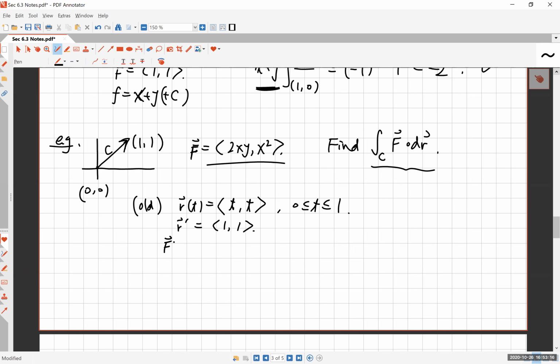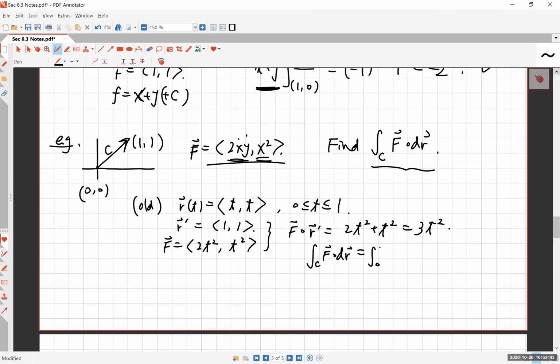Now, f in this context, if x is t and y is t, this is 2t times t, that's 2t squared, and then x squared is t squared, right? So then you can find f dot r prime, because that's what you will end up integrating, and that would be 3t squared. So the line integral, the work integral f dr, will be the integral from 0 to 1 of 3t squared dt, which is t cubed going from 0 to 1, and that is 1. Okay, so that's the old way.